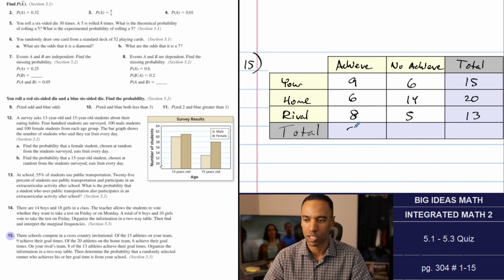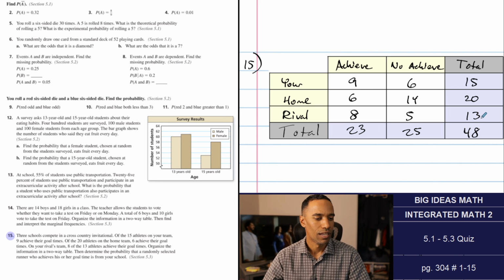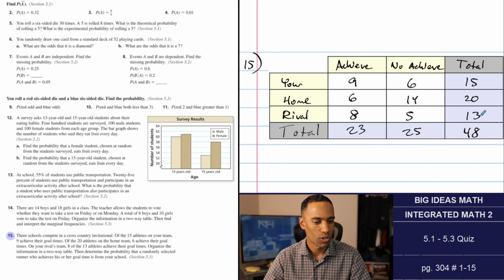Totals here, 9 plus 6 plus 8. 6 plus 14 is 20, 9 plus 6 plus 8 is 23, 23 plus 25 is 48. 15 plus 20 plus 13 is 48. So 48 total participants in the cross-country invitational.